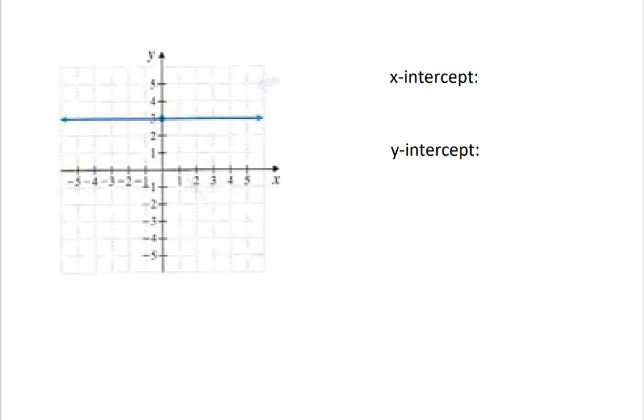Where is the X-intercept in this example? Remember, the X-intercept is where it's crossing the X-axis. Our line is not crossing the X-axis at all, so there is no X-intercept. Where's the Y-intercept? The Y-intercept would be at 0, 3.